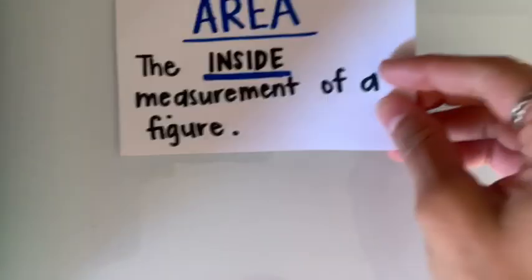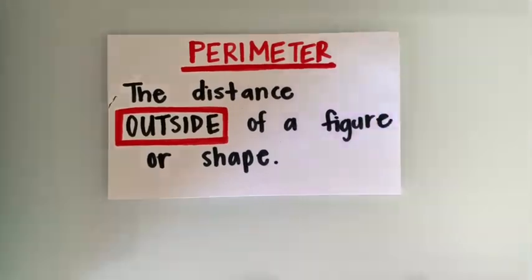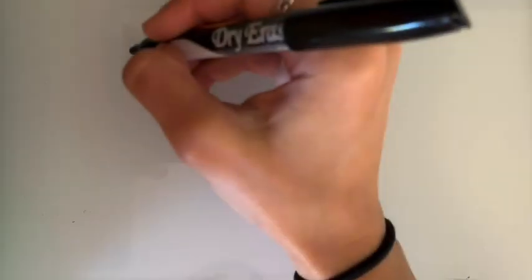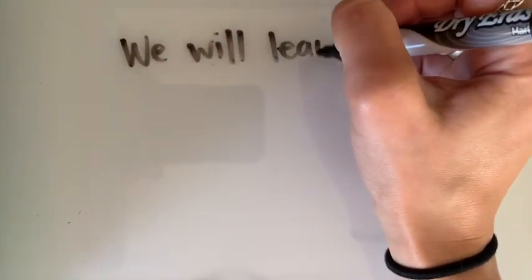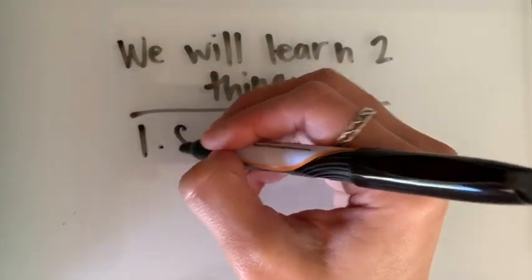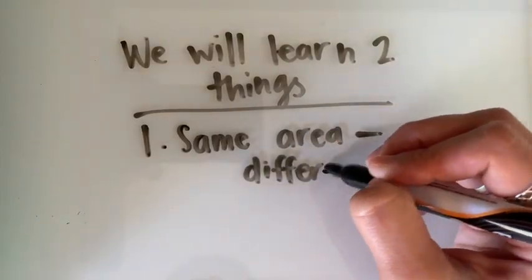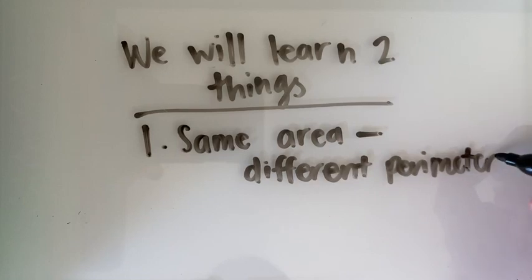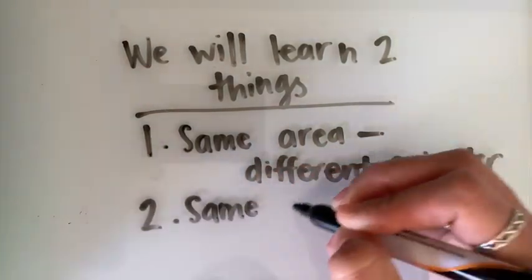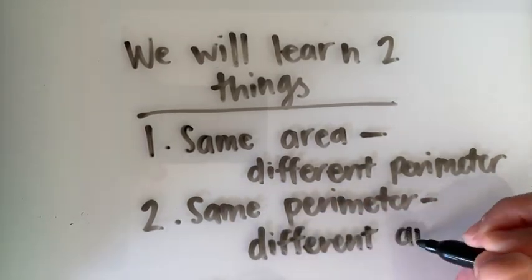Like we mentioned before, in this video we're talking about both area, which is the inside measurement of a figure, and perimeter, which is the distance outside of the figure. So, before we continue, we are going to learn two things in this video. Number one, shapes with the same area but different perimeter. And number two, figures with the same perimeter but different area. So make sure you're paying attention closely to the examples that we see.